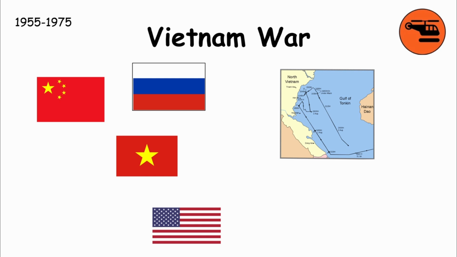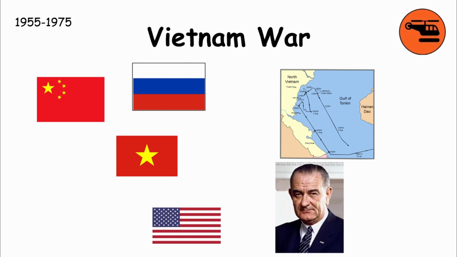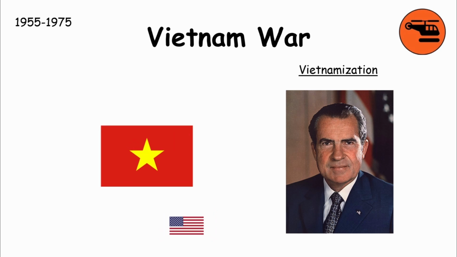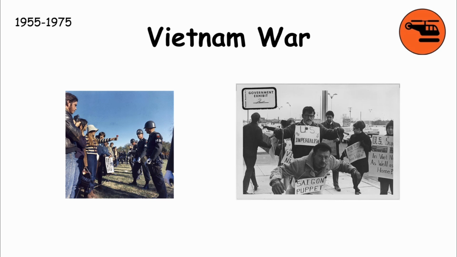The U.S. Congress subsequently passed the Gulf of Tonkin Resolution, granting President Lyndon B. Johnson broad powers to use military force in Vietnam. President Richard Nixon implemented a policy of Vietnamization, which involved gradually withdrawing U.S. troops while building up the South Vietnamese military's capabilities to defend itself. The Vietnam War left a legacy of deep divisions within U.S. society, marked by protests and debates over U.S.